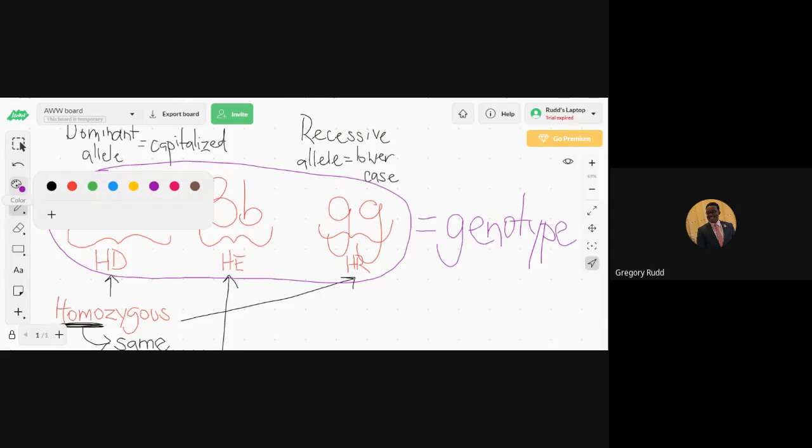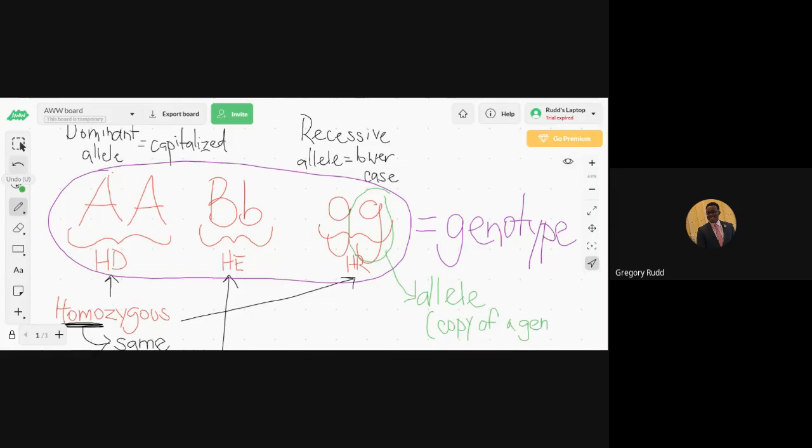So let me write that down and then we'll get ready to go back. Each of these letters, for example, this lowercase g right here, is called an allele, which is a copy of a gene. So if I put two alleles together, then I have a genotype.